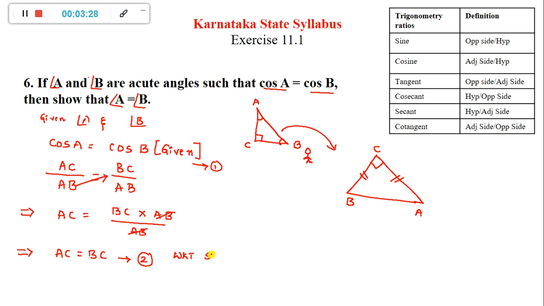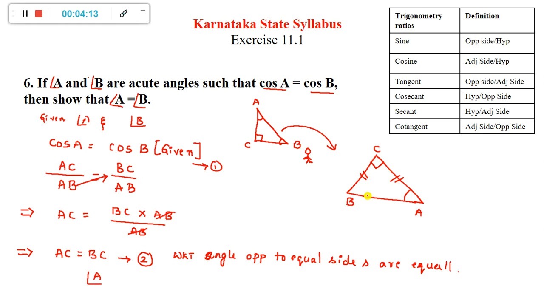Angles opposite to equal sides are equal. This is what we have studied in our 9th standard theorem. So now the sides are equal, and the angles opposite to those sides are also equal. The angle opposite to BC is angle A. BC's opposite angle is angle A. This will be equal to what?